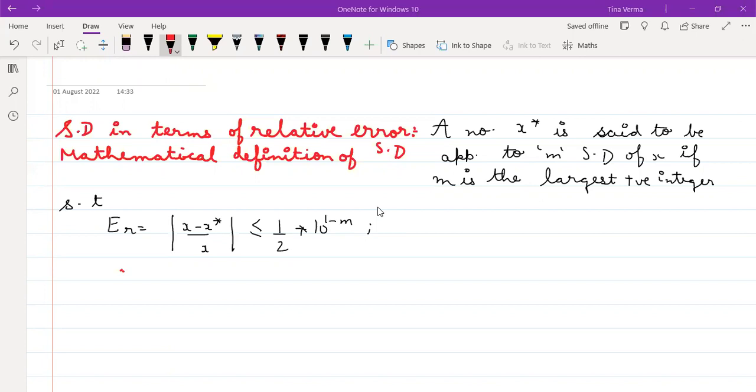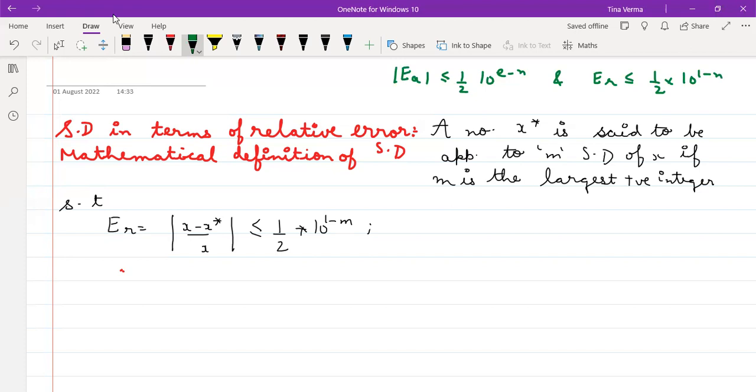If you remember what we have done in the class, we have done the rounding error. If I am using the rounding error, the absolute error can be a maximum of half into 10 raised to the power e minus n. And we have done that for the relative error, the maximum error can be half into 10 raised to the power 1 minus n. That we have done the proof, right?